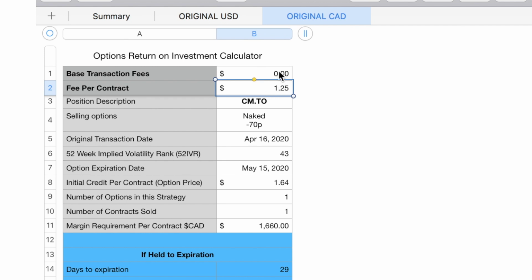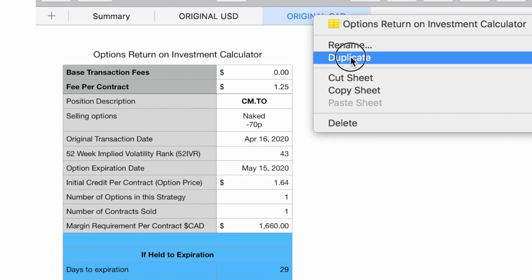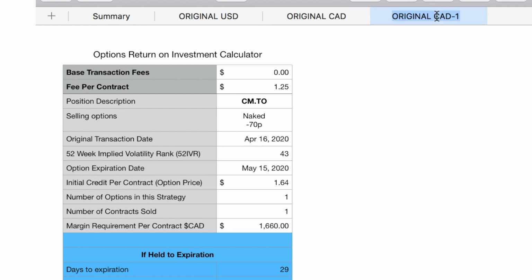So a lot of Americans will have 0 at the top here, and then they might have like 65 cents, 25 cents. Now by default, these are filled out, but I'm gonna make a copy. So I'm just gonna right click and I'm gonna say duplicate. And then the first thing I do is rename this.